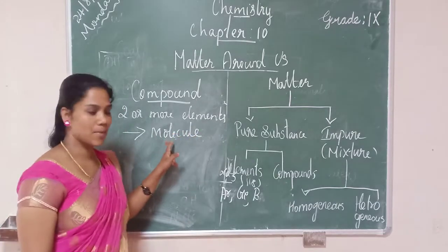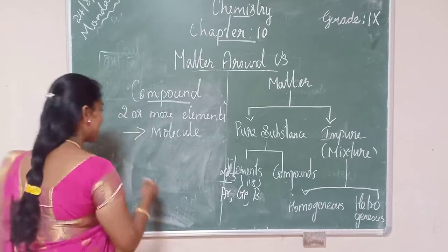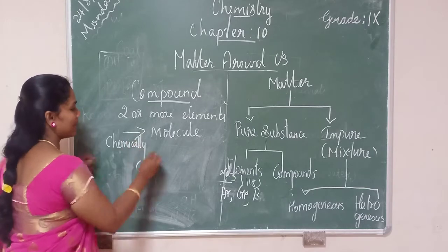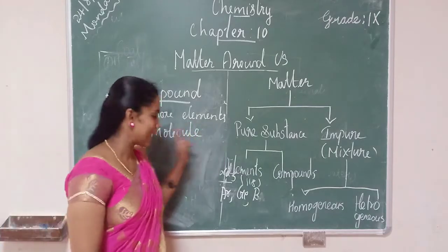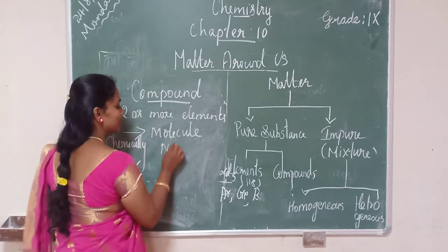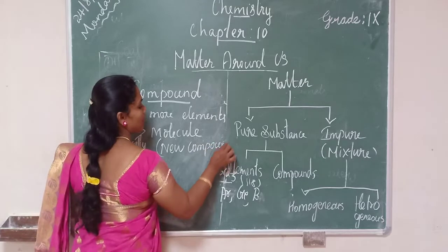When two or more elements combine with each other chemically, they produce what? By which method? By chemically. When we combine two or more elements chemically, they produce what? Molecules. That is, a new compound is produced.